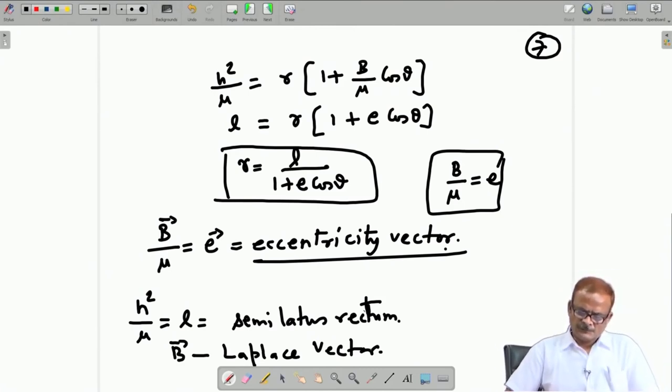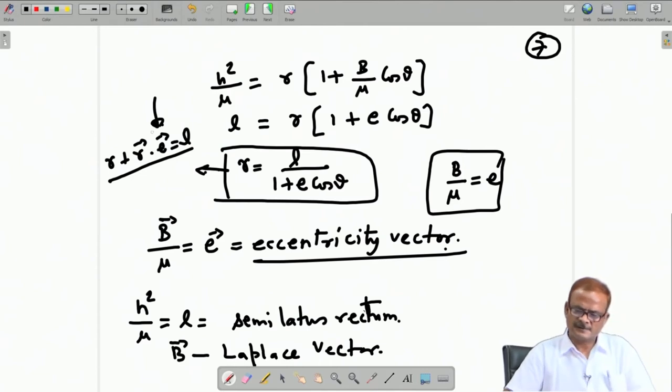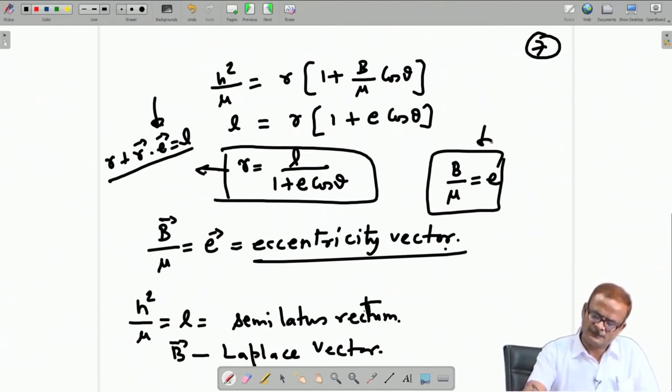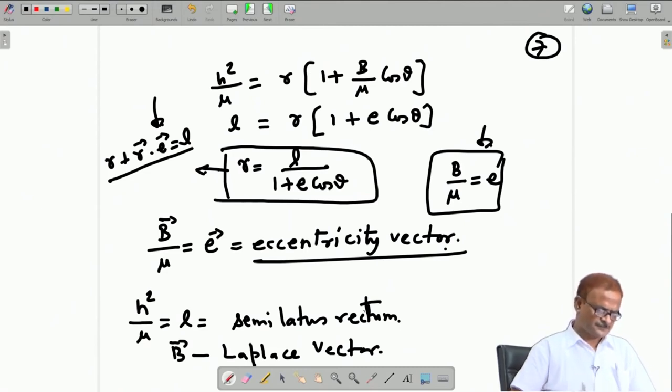Okay. So, we have proved that eccentricity is a vector, and it was obvious also from the very basic equation. This once we have written in the format r plus r dot e equal to l. So, that means eccentricity is appearing as a vector, and here in fact we have been able to prove that it appears as a vector constant when we integrate the equation of motion in a particular way. Okay. Now, we have to determine the expression for e. So, we have to find out this e vector.